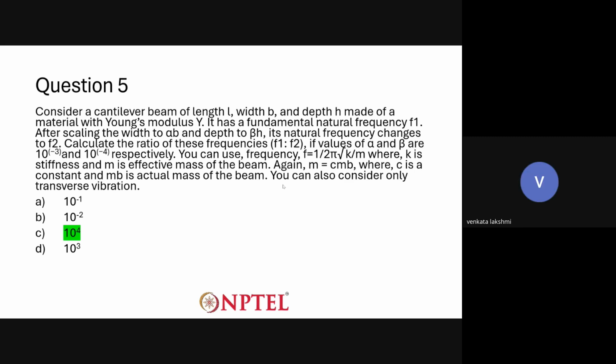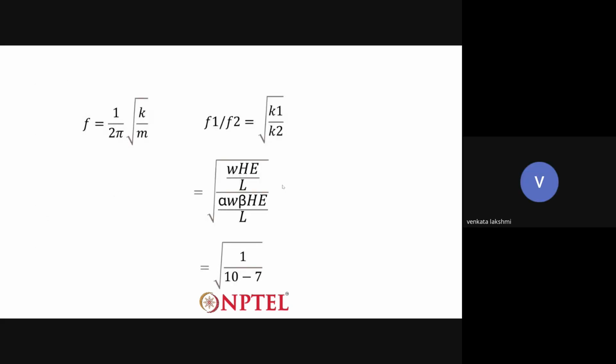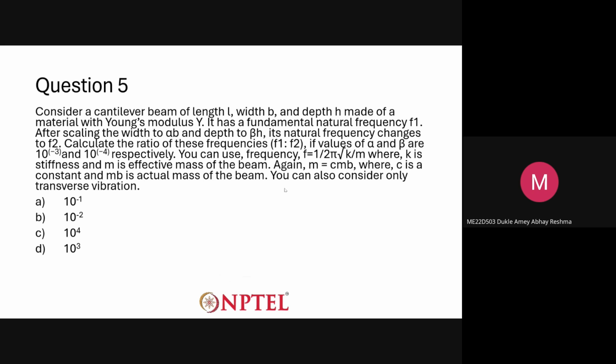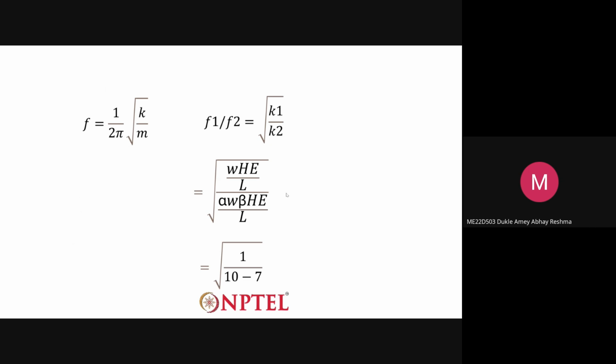10 power 3.5, sir. Yeah. So now you know the calculations, right? Everything else is getting cancelled. You are only left with alpha and beta. Alpha is 10 raised to minus 3, beta is 10 raised to minus 4. So 10 raised to minus 3 into 10 raised to minus 4 is equal to 10 raised to minus 7, right? Since it's in the denominator, it will go up, so that will become 10 raised to 7. When you are taking the square root, you basically take the power of 1 by 2. So 10 raised to 7 divided by 2 will come as 10 raised to 3.5.